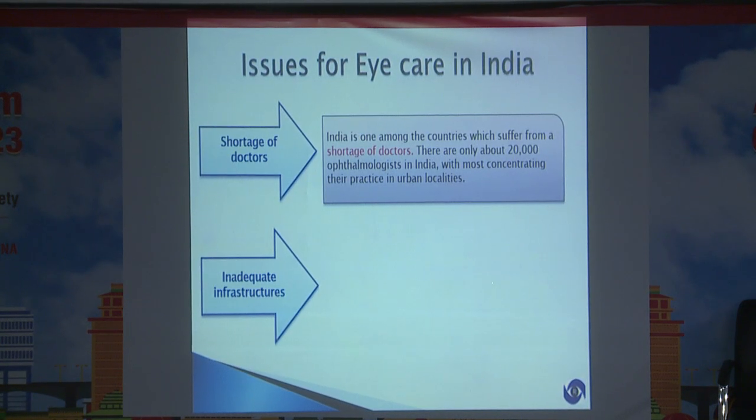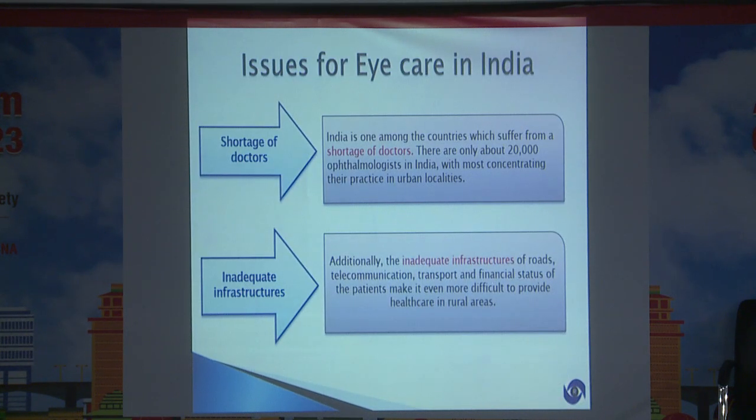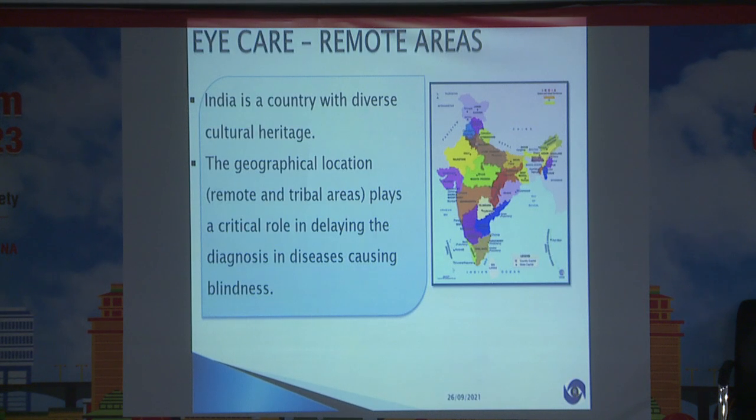Shortage of doctors. Yes, it's a very important thing. India is one among the countries which suffer from a shortage of doctors. There are only about 25,000 ophthalmologists in India, with most concentrating their practice in the urban localities. And additionally, the infrastructure of our rural areas, like roads, telecommunication, transport, and the financial status of the patients, is very deficient. So it makes it more difficult to provide health care to the people in the rural areas. Eye care, particularly in the remote areas, is very difficult.